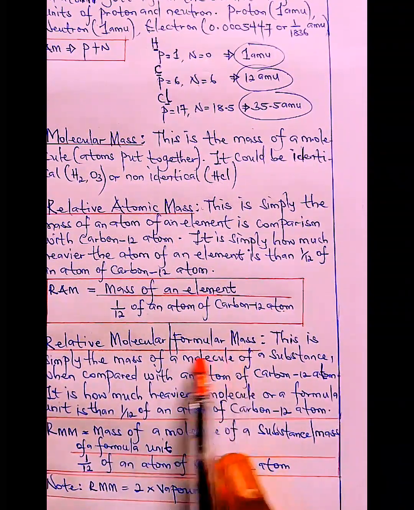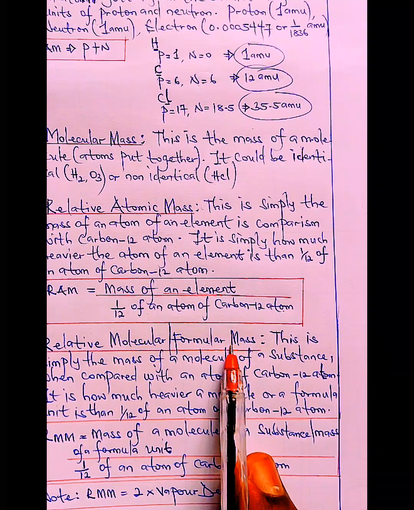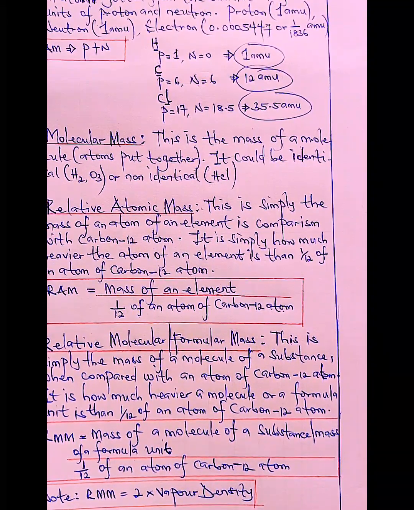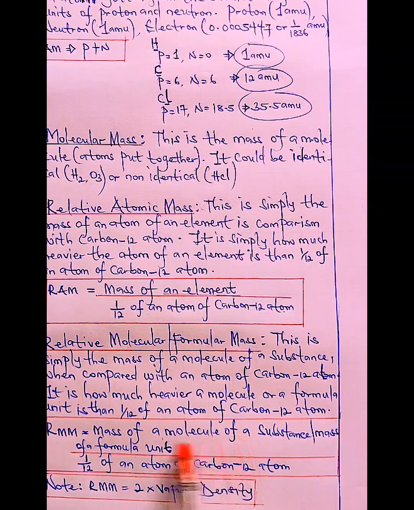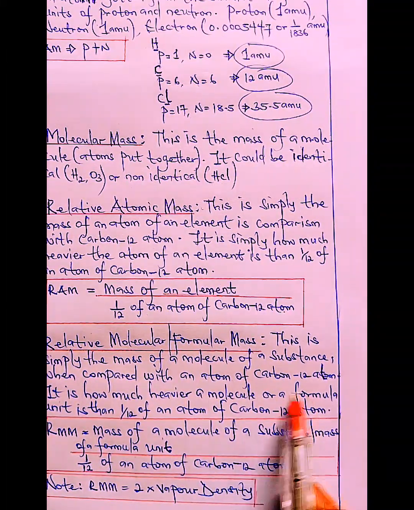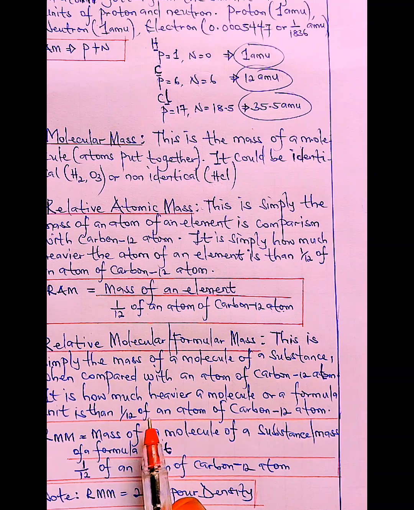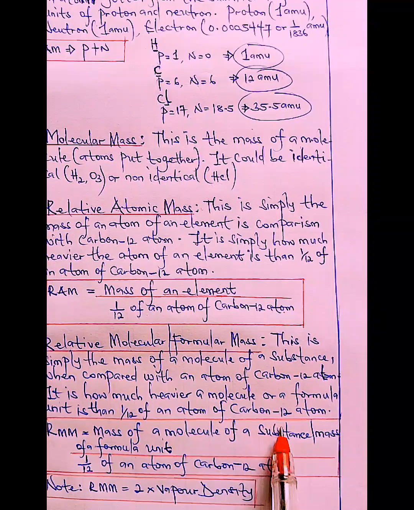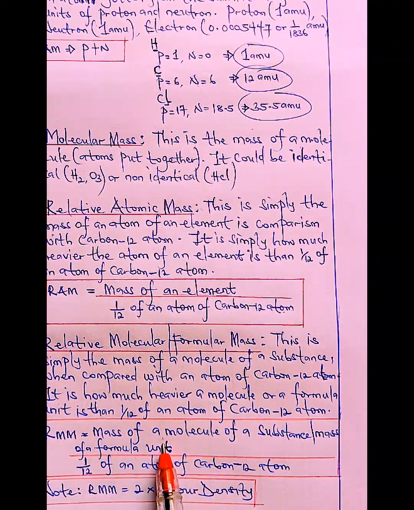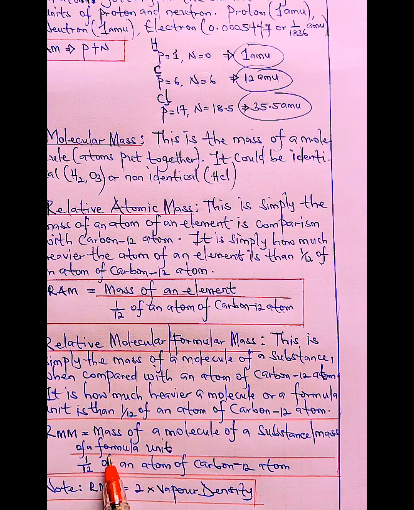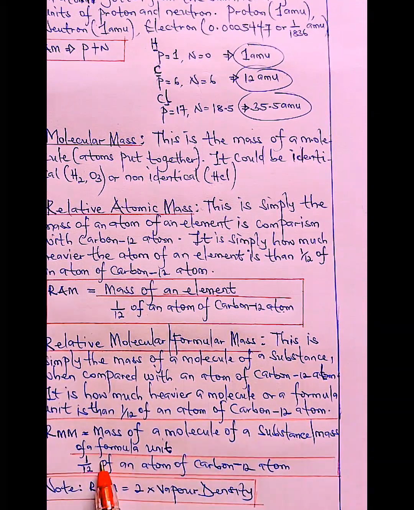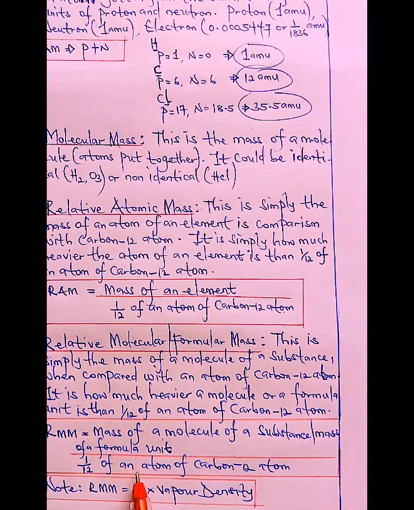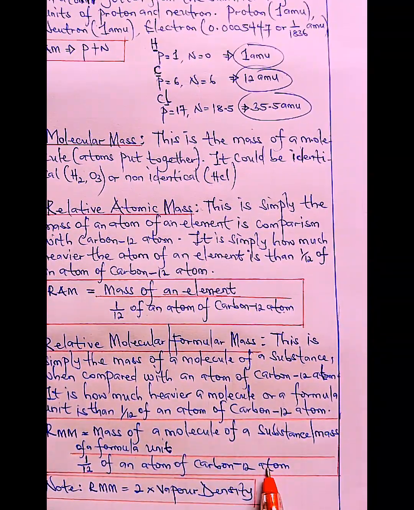So when we talk about relative molecular mass or relative formula mass, it is simply the mass of a given molecule of a substance in comparison with the carbon-12 atom. The word relative there has to do with comparing it with the carbon-12 atom. It is also how much heavier a molecule or a formula unit is than 1/12 of a carbon-12 atom. So relative molecular mass is the mass of a molecule of a substance or the mass of a formula unit of a given substance. It could be a compound. That's what relative molecular mass is.